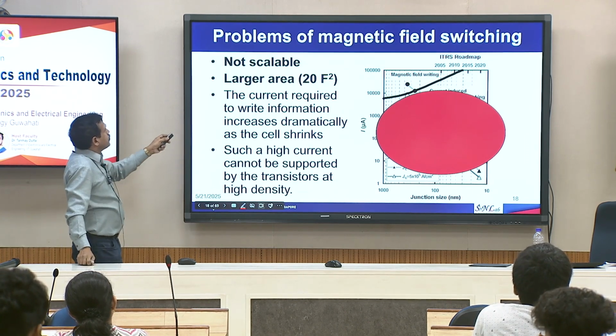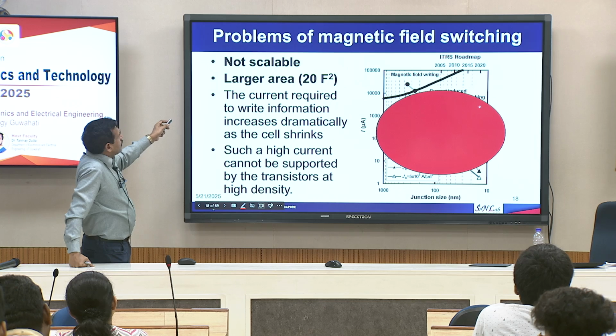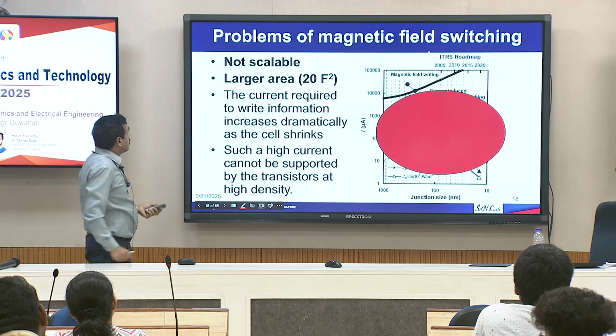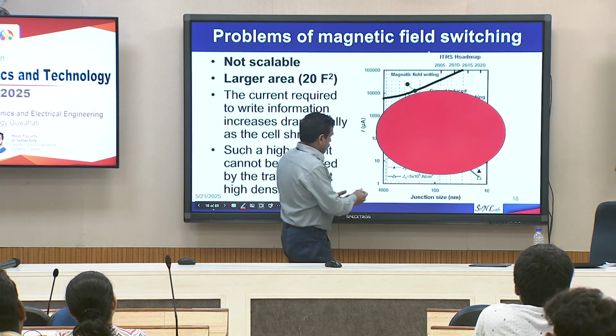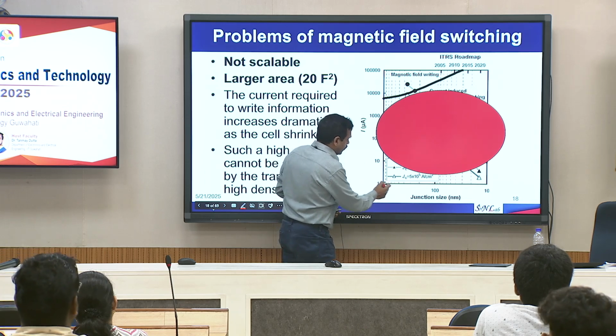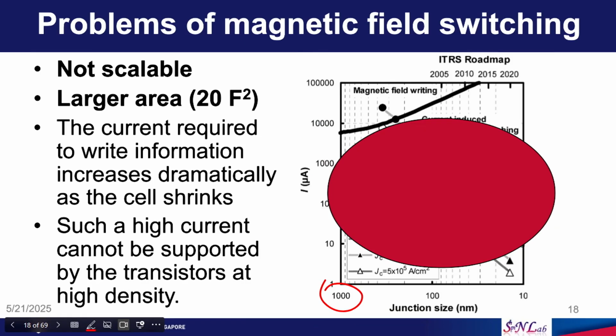So, the first problem is that this magnetic field switching technology is not scalable. You can see from this picture, let us say 20 years ago we were at 1000 nanometer dots. So, your cylinder had a diameter of let us say 1000 nanometer, which will occupy a large area. So, you want to move towards say 100 nanometer or 10 nanometer.